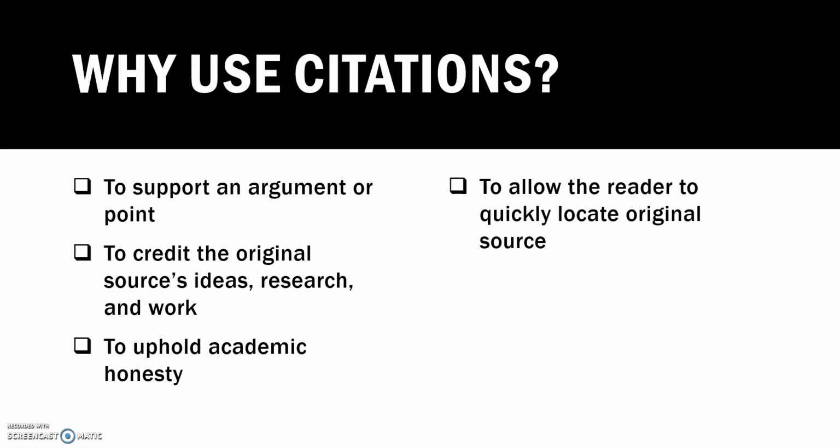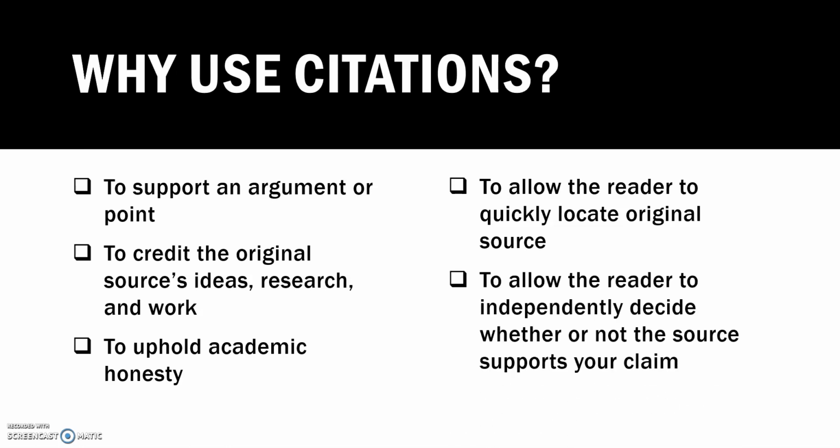Using in-text citations also allows your reader to quickly locate the original source. Key word here is quickly, which we'll go over, so that your reader can go to that original source and independently and critically decide whether or not that source does in fact support your claim. This is also helpful just in case your reader is curious about it and wants to do more research on that topic and look at that original source.